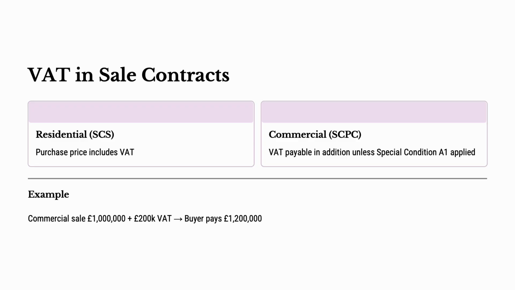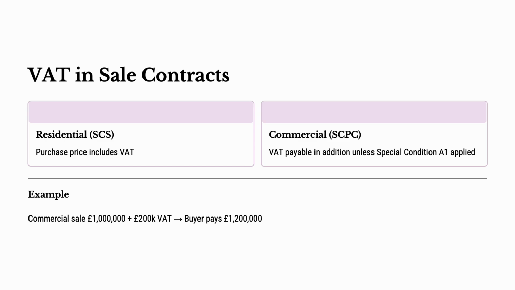Okay, VAT in sale contracts. Let's look at how VAT is treated in standard sale contracts, because residential and commercial contracts handle this differently. Residential property: under the standard conditions of sale, the purchase price includes any VAT. So if your house is sold for £300,000, that's the total price including any VAT. The buyer does not pay extra.